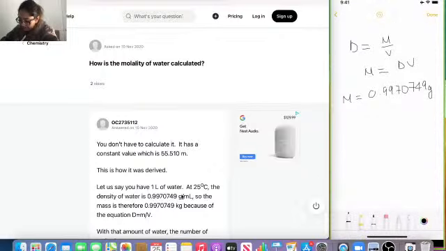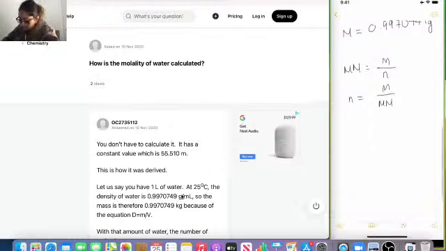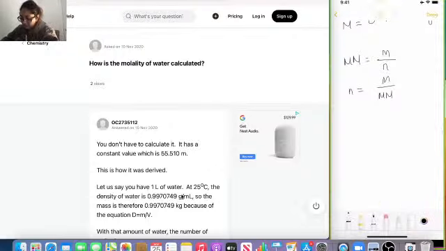To calculate the number of moles, we are going to use the equation where molar mass is equal to mass over moles. To calculate moles, we rearrange this equation and get mass over molar mass. So what we need in this case is to find the molar mass of water.